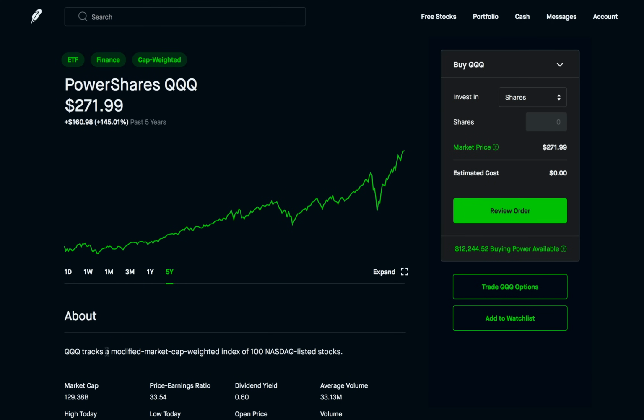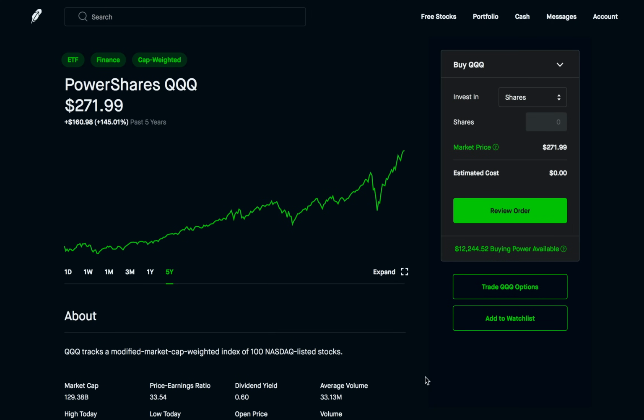The reason being that this tracks a modified market cap weighted index of 100 NASDAQ listed stocks. These stocks include Apple, Microsoft, Amazon, stocks that do very well and have grown for years and years. And so that's the first thing you're going to want to do.